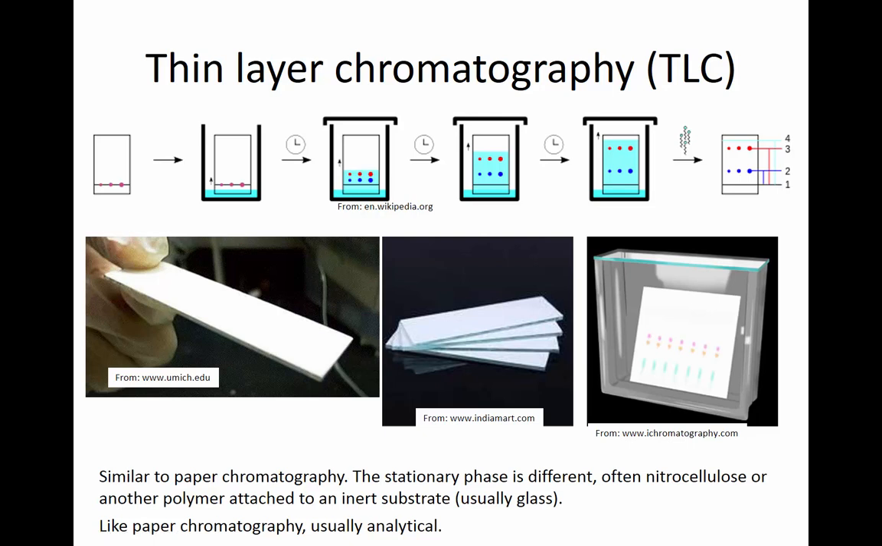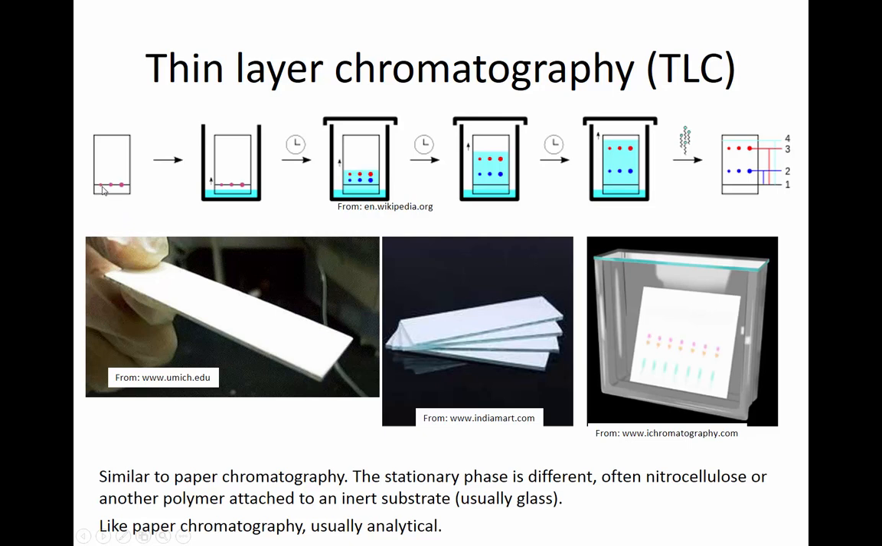Thin layer chromatography is similar. The stationary phase is different. It's made up of something else. Often it's nitrocellulose or silica or some other polymer that's attached to an inert substrate. Often that substrate is glass. And again, like paper chromatography, thin layer chromatography is usually analytical.